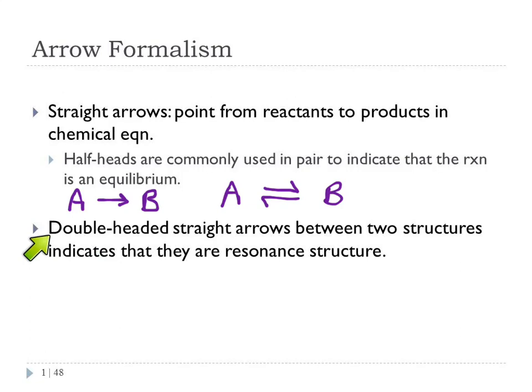If we have the double-headed straight arrows between two structures, that indicates that those are resonance structures.